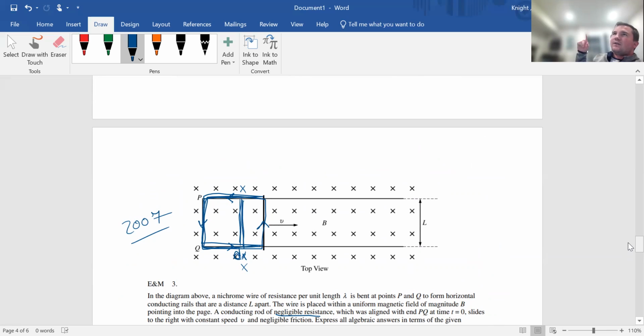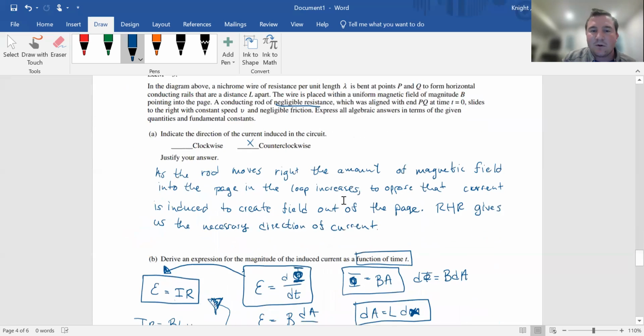The current. It's the current that's causing the force, right? So the current is counterclockwise. So current is up, magnetic field is in. We can look at the direction of our thumb. Our thumb is pointing to the right. So the magnetic force is to the right, opposing the motion of our rod.